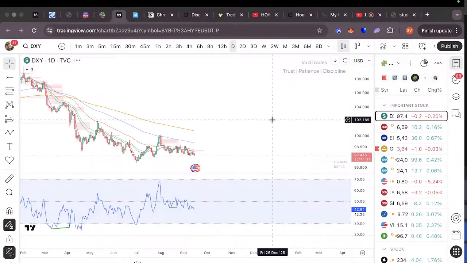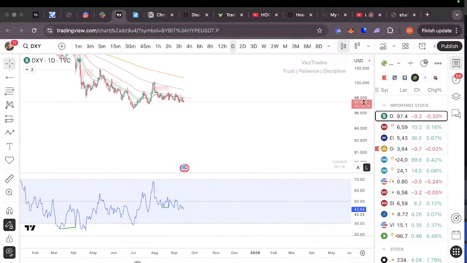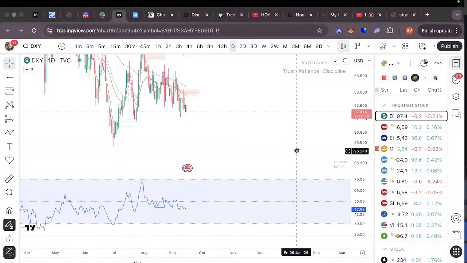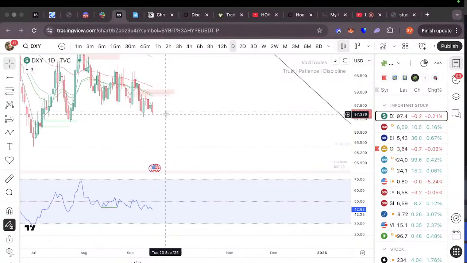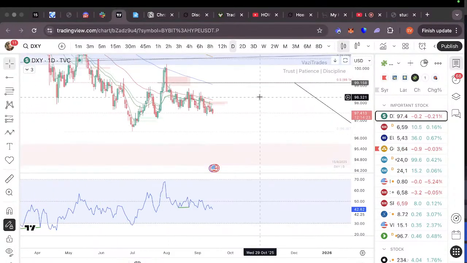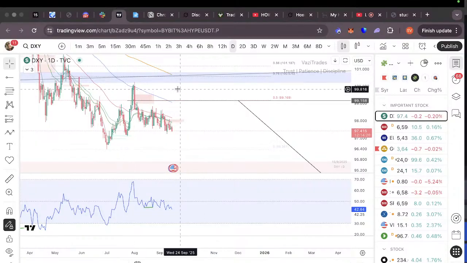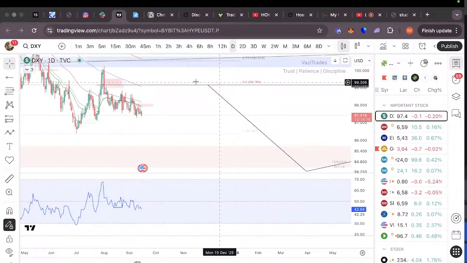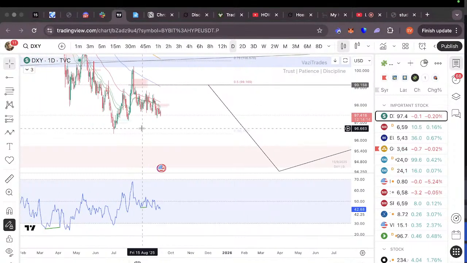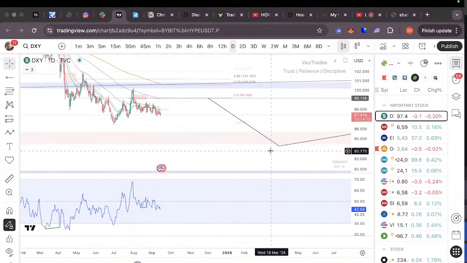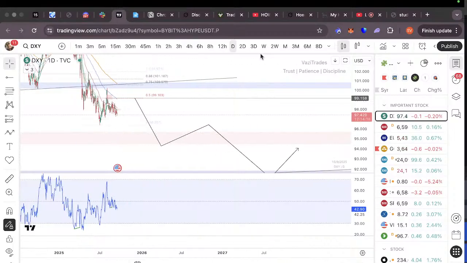Maybe set an alarm. DXY, let's check. DXY is just downtrending, nothing much. I was telling you about this even last time, that this is a strong resistance, and we can see that it's still downtrending. Now it came to 0.5. It went so weak. I'm expecting more down. I have this area here on DXY.